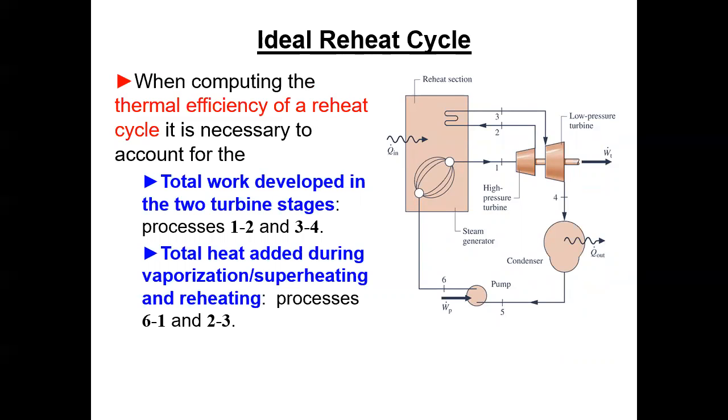So your efficiency then is the rate of producing work in the high pressure turbine plus the rate of producing work in the low pressure turbine. We've got 2 turbines, minus whatever the pump is consuming, divided by the rate of heat input to the main steam, 6 to 1, plus the rate of heat input to the reheat steam, 2 to 3.